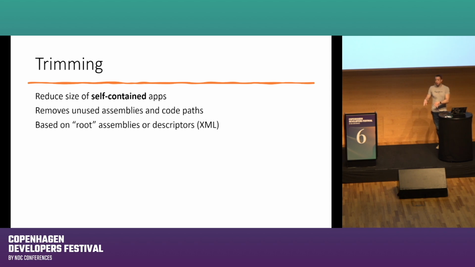You can also pass it some XML to tell it what to keep. Then it will shake your application. Everything that's not connected to the roots is going to go away. And now all assemblies are trimmed by default. Again, I mentioned there have been some iterations of that where you could opt in some, opt out some. Now everything is trimmed by default and quite aggressively.